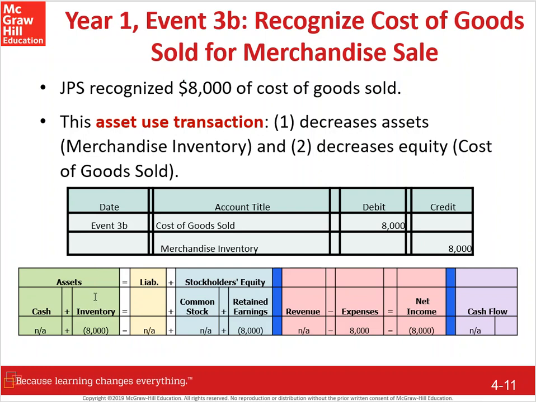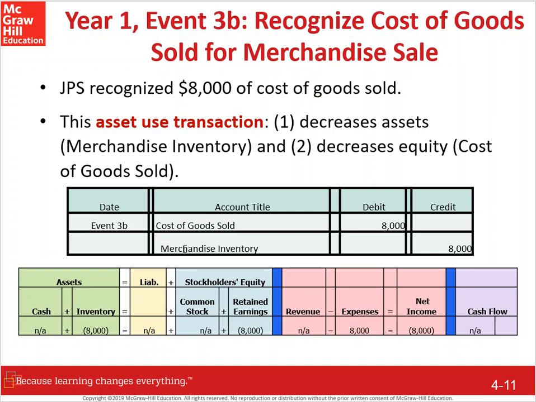So we have an asset use transaction. Our assets, specifically inventory, is going down, and our retained earnings is going down because we have an expense, cost of goods sold, which is bringing down our net income and therefore the retained earnings. So what we need to see here is that we're expensing the inventory. The product cost of inventory gets expensed when we sell it. So thinking back to the matching concept, part three of the matching concept says sometimes, but not always, well, this is one of those sometimes, we want to match our expenses to the revenues they generate.